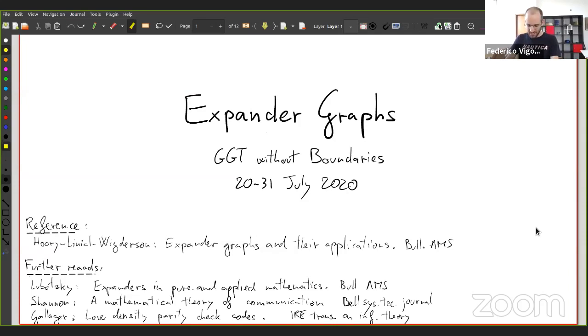This mini course is about expander graphs, and I wrote here some references. In particular, a very nice reference is the survey by Hoory, Linial, and Wigderson. So if you want to know more about expanders, I recommend it. It's a very pleasant read. And then there are a few further reads that are suggested here. And at each lecture, I will give you some more references that are more relevant to that specific lecture.